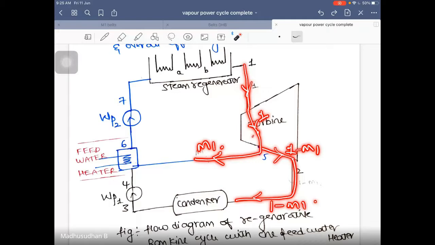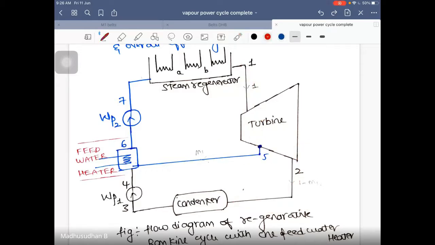Please do respond, guys. This is very, very important to be understood. There are two different works. This is 1 minus m1, and this is m1. Two different pumping works are there. WP1 is the first pumping work, and WP2 is the second pumping work.